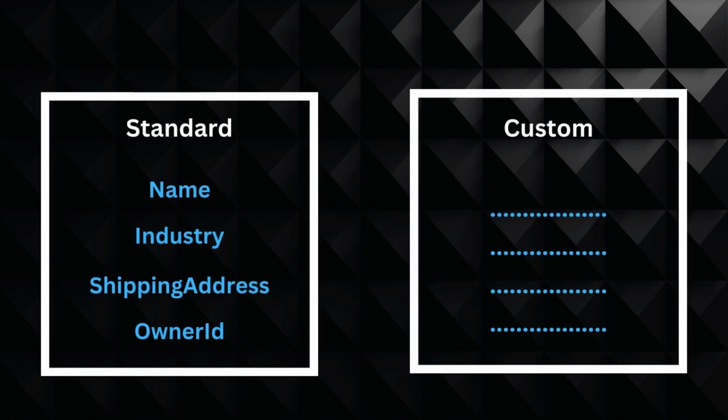Some common data points that are tracked include the account name, the industry, the billing and shipping addresses, and the account owner. Additional fields can be added and customized to meet the specific demands of the company.